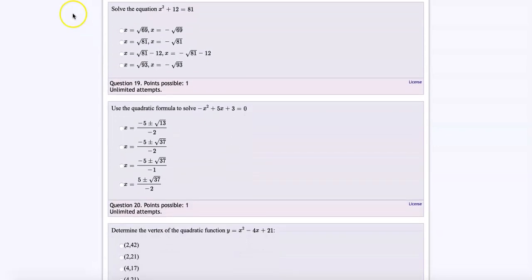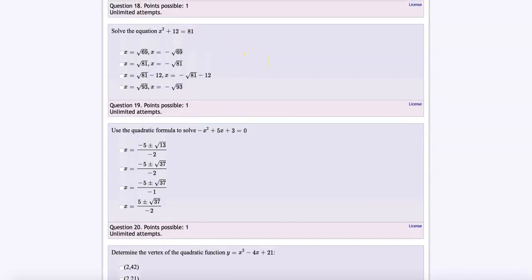Alright, next, number 19. Solve the equation. So this is nice and straightforward. I'm going to start by subtracting 12 from both sides. So when you subtract a 12 from an 81, you end up with x squared is equal to 69. Okay, that did not work out. Let me try that again. Erase. X squared is equal to 69.